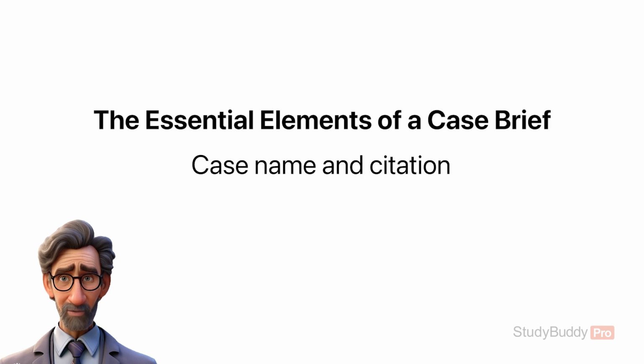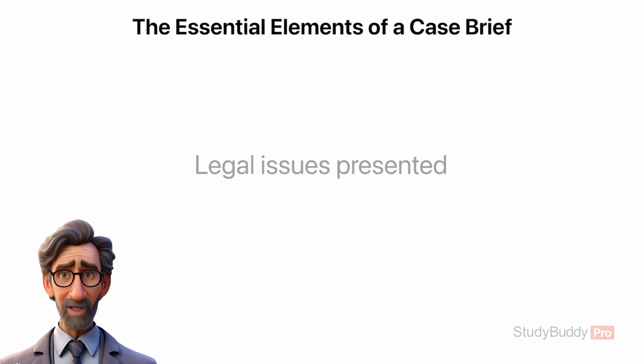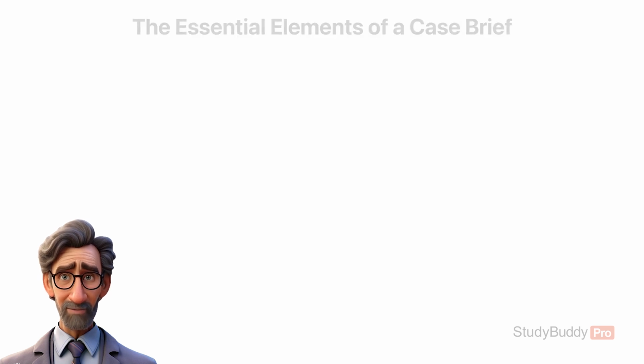A brief should include the case name, relevant facts, procedural history, legal issues, rule of law, court's holding, and final disposition. Understanding each element ensures that you're effectively capturing the essence of the case.